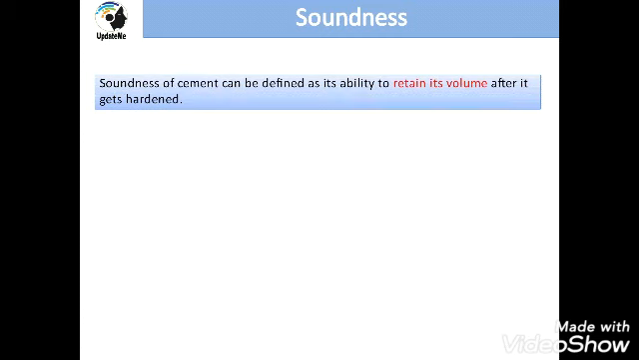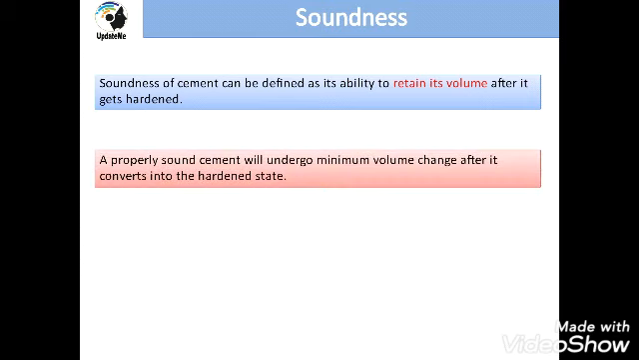Soundness of cement can be defined as its ability to retain its volume after it gets hardened. Actually, soundness represents the change in volume of the cement. We perform the soundness test to identify how much volume changes after the cement hardens. A properly sound cement will undergo minimum volume change after it converts into the hardened state. If the cement is sound enough, the volume change will be less.